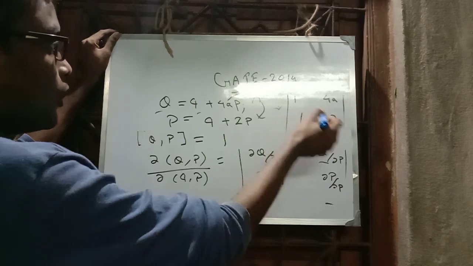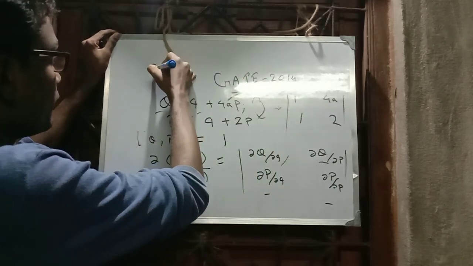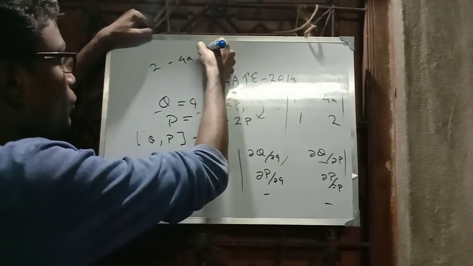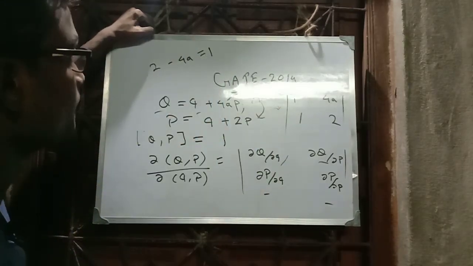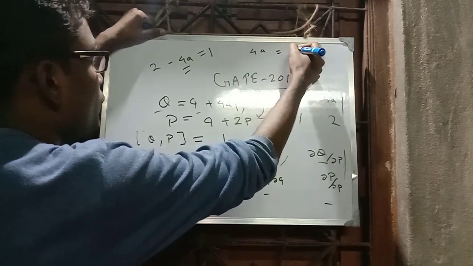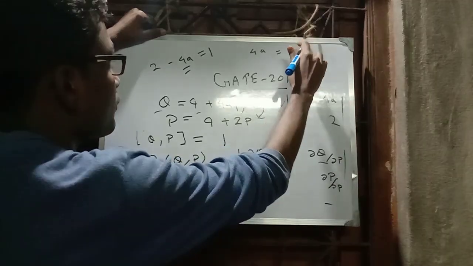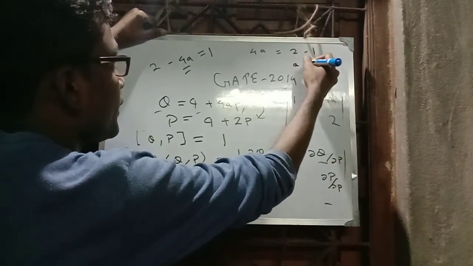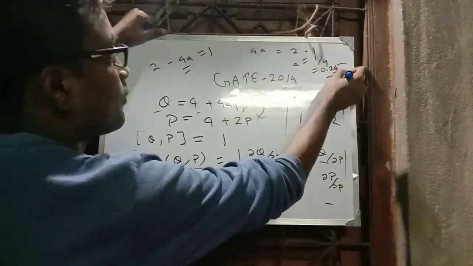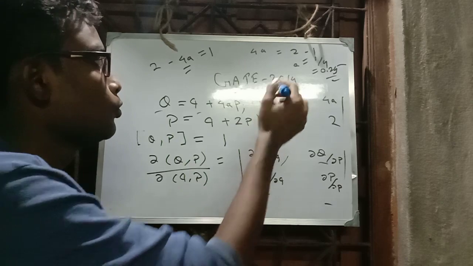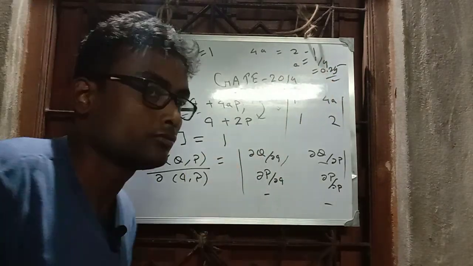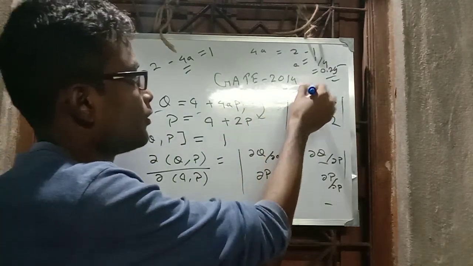After solving this, we get 2 minus 4a. So 2 minus 4a equals 1, as the transformation is canonical. So we have to find the value of this a. So 4a equals 2 minus 1, so a equals 1 by 4, that is 0.25. So for the value 0.25, the transformation is said to be canonical. This is the problem of GATE 2014.